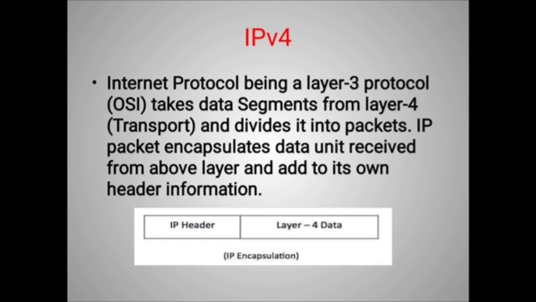tutorialspoint.com. Internet Protocol is a layer 3 protocol, which takes the data segment from layer 4. That means from layer 4 it takes the data to layer 3. At layer 3 it adds an IP header. In this header the destination address is always added.